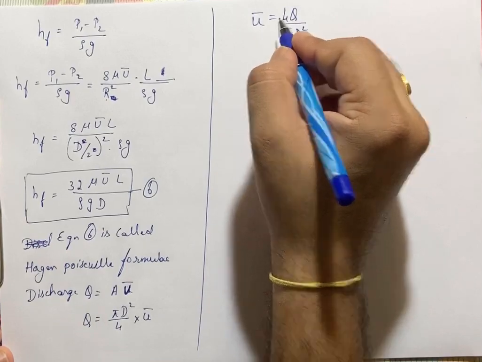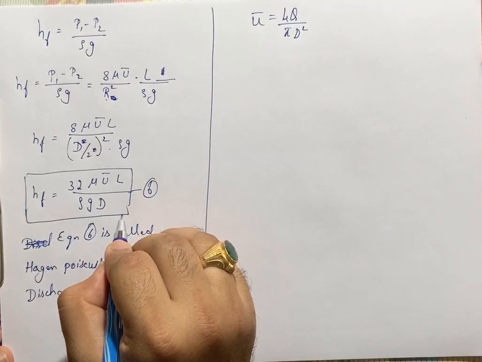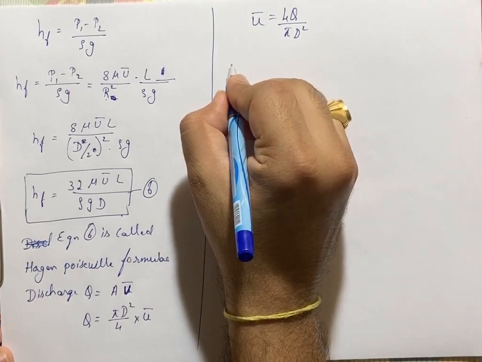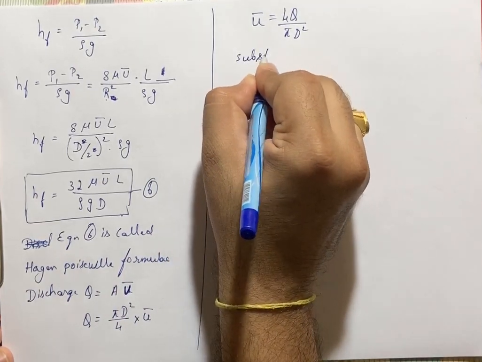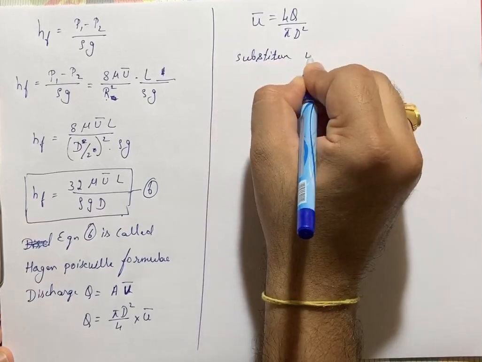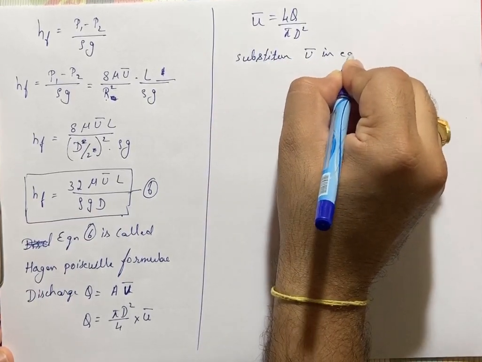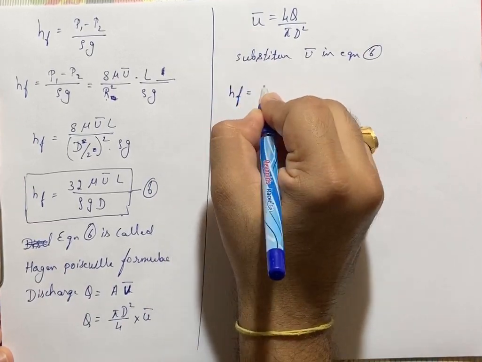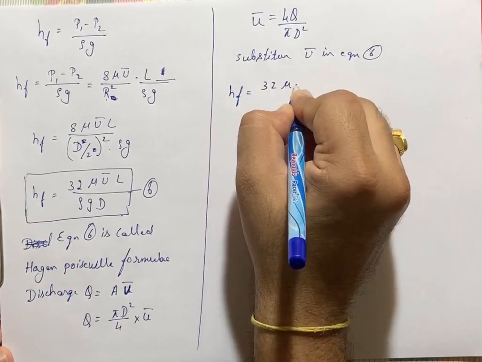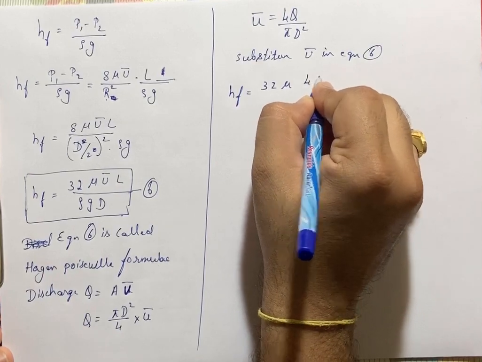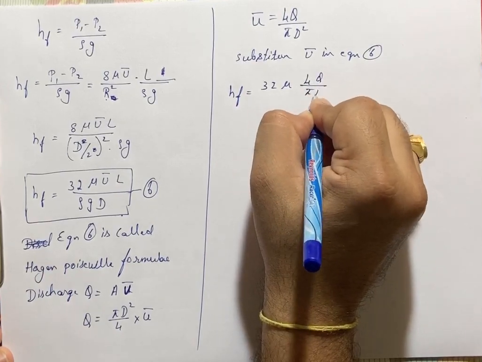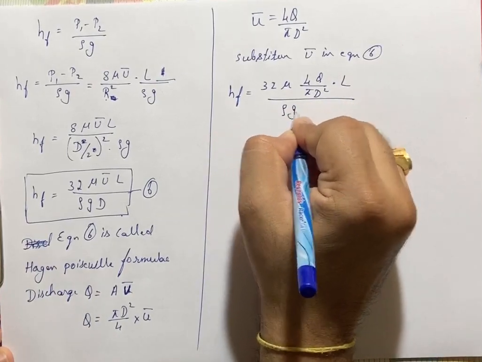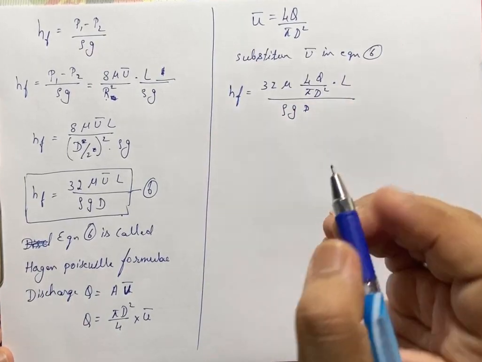Now substitute this value in equation number 6, that is u bar is 4Q divided by pi d square. Substitute u bar in equation 6. Now what will we get? HF is equal to 32 mu, u bar being 4Q divided by pi d square, into L, whole divided by rho g into d.